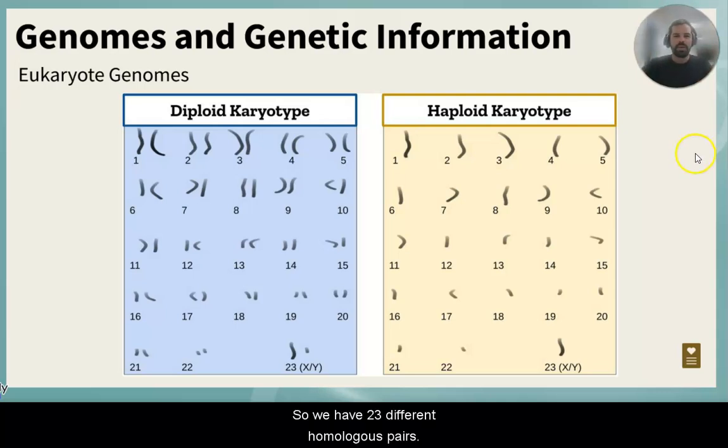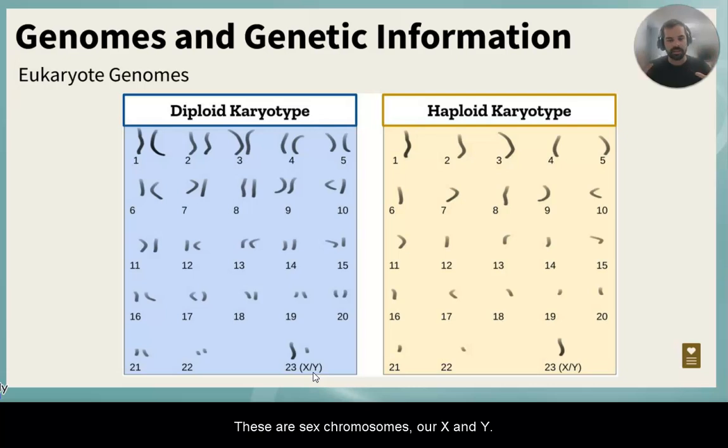So we have 23 different homologous pairs in the diploid cells of a human. We have 23 pairs of unduplicated chromosomes. So 1, 2, 3, 4, 5, 6, 7, 8, 9, 10, 11, 12, all the way up to 22. And then the 23rd, these are homologous in ways, but we tend to have these are our sex chromosomes, our X and Y.